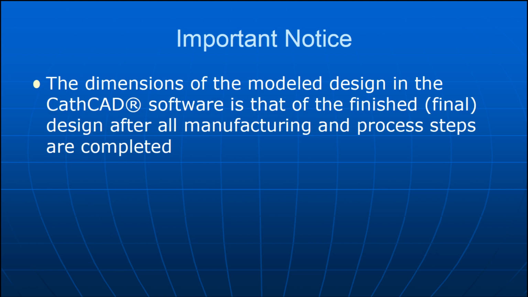We have observed users of the CathCAD software make mistakes in entering the dimensions of the outer layer of the design, specifically if the outer layer is applied to the design using the lamination process, which is sometimes called the fuse down process. The user makes a mistake by entering the dimensions of the tube prior to the lamination process into the CathCAD software. This process results in a significant error as the resulting OD is incorrect. In order to prevent any modeling errors, the dimensions of the model design as entered into the CathCAD registered trademark software is that of the finished design after all manufacturing and process steps are completed.